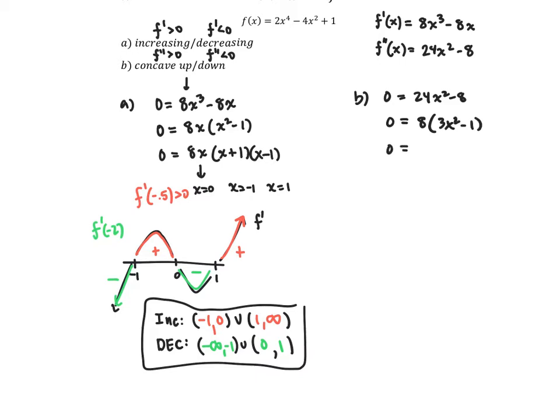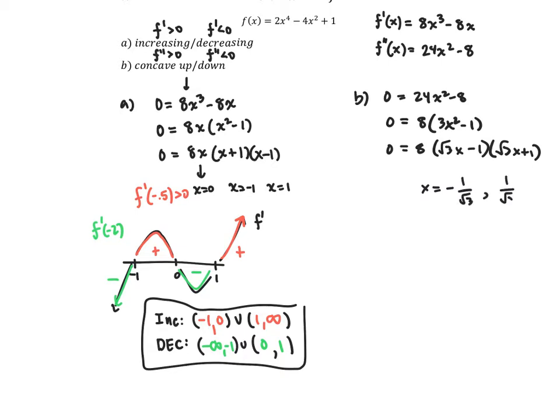If I factor 3x squared minus 1 using the difference of squares, I'd get root 3 x minus 1 and root 3 x plus 1. So the two critical values that I would get would be plus or minus 1 over root 3.